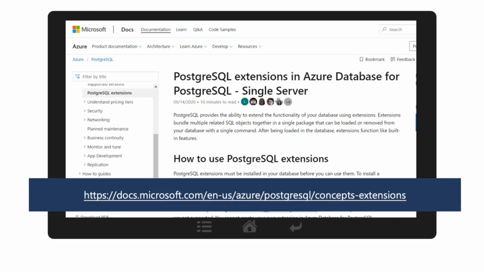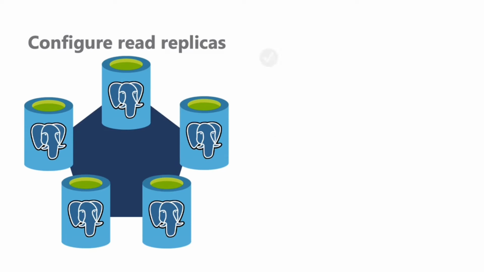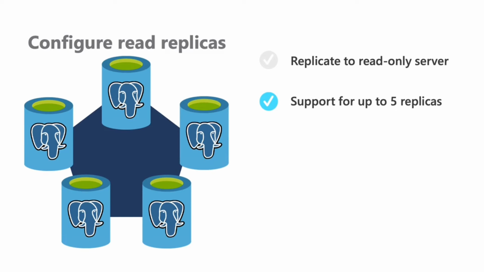For a full list, read PostgreSQL extensions in Azure Database for PostgreSQL single server on the Microsoft website. You can find a link to this document from the additional readings at the end of this lesson. Let's talk about read replicas now for PostgreSQL. You can replicate data from an Azure Database for PostgreSQL server to a read-only server. Azure Database for PostgreSQL supports replication from the master server to up to 5 replicas. Replicas are updated asynchronously with the PostgreSQL engine native replication technology.